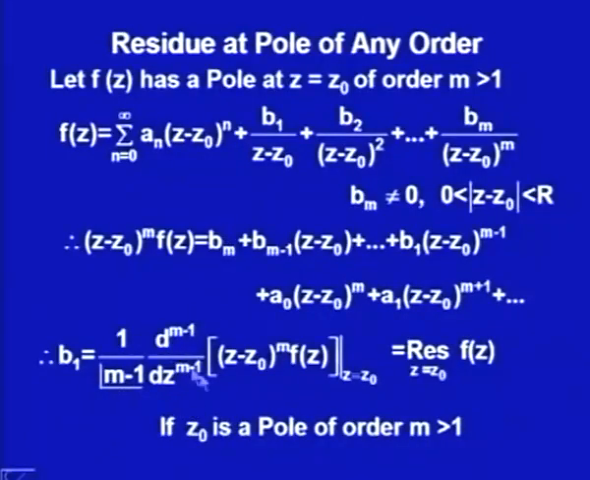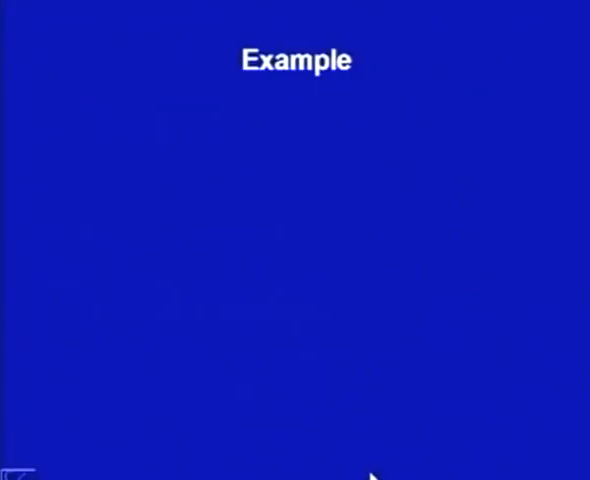You see, this formula would be valid if m is greater than 1, because for m equal to 1 I would get 0 here, and here I would get d/dz of (z minus z naught) times f(z) at z equal to z naught, so I would always get 0. So this will not be valid for our simple pole. This formula is valid for a pole of order higher than 1.